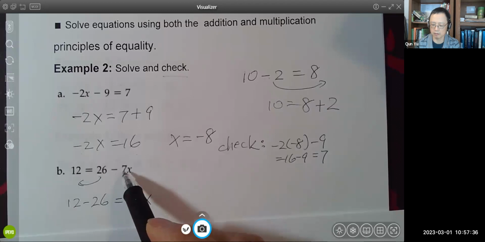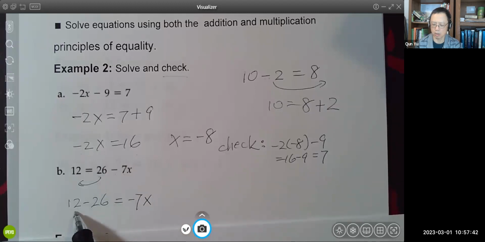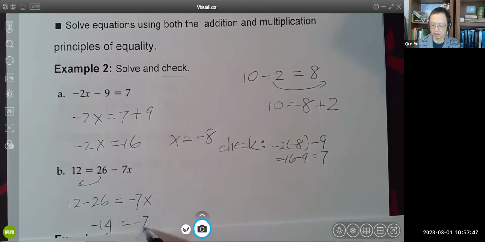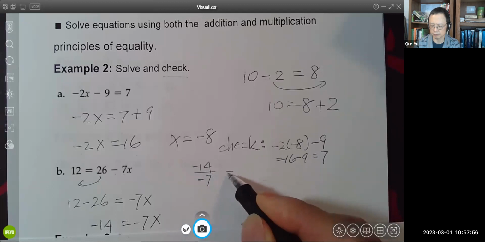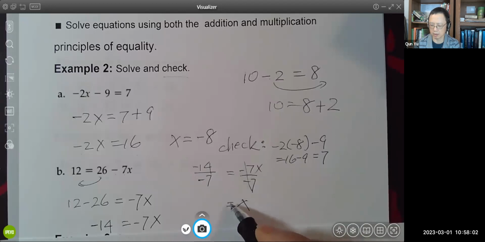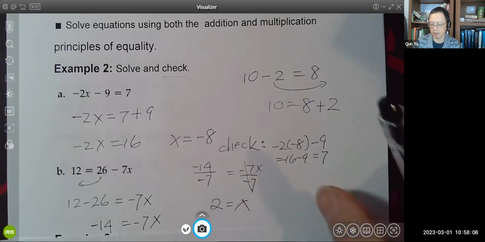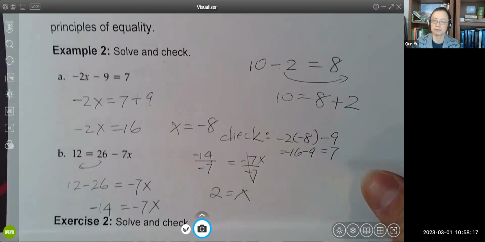-7x. Make sure you get -7x after you remove 26 from the right side. Now 12 minus 26, that's -14, equals -7x. Now we can divide by -7 on both sides. So that it canceled, or x is +2. Negative divided by negative is positive, right? So we solve it. Again, if we want to check, we just put this x back in here, and if both sides are equal, that's the correct answer.